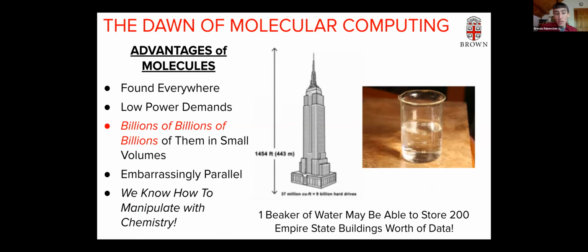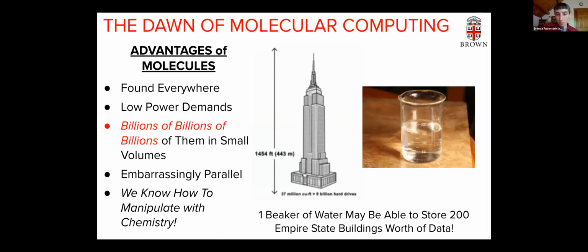Molecules also can potentially have very low power demands, and many of us are thinking about how to get even lower energy demands out of these kinds of molecules for different purposes. There are billions and billions and billions of molecules, and in principle, they can be embarrassingly parallel. I'm not sure that we've all realized that potential, but in principle, they can be.